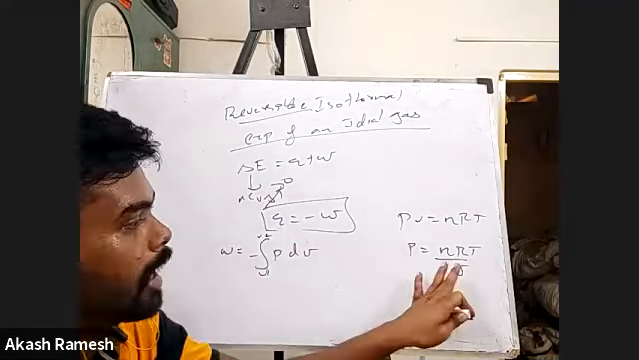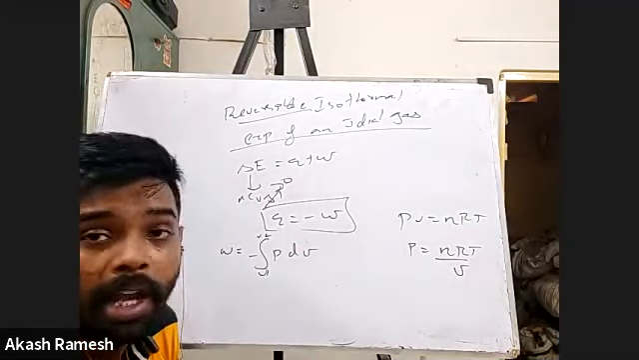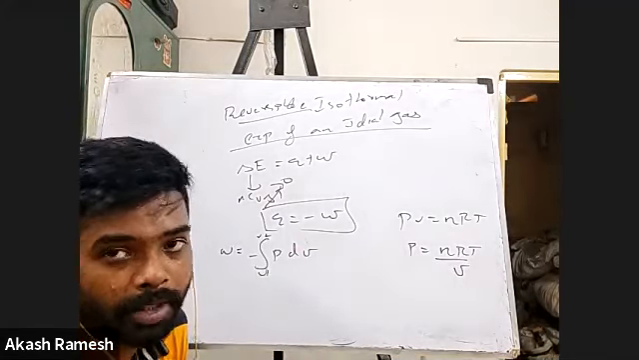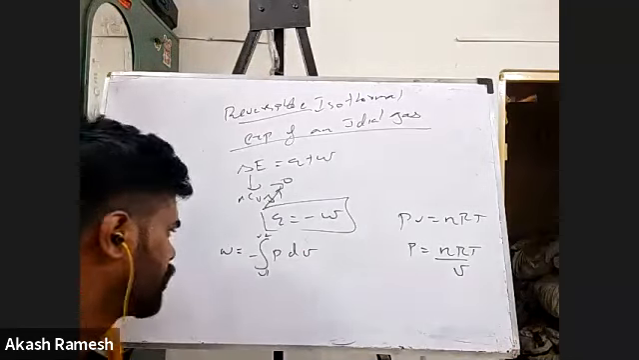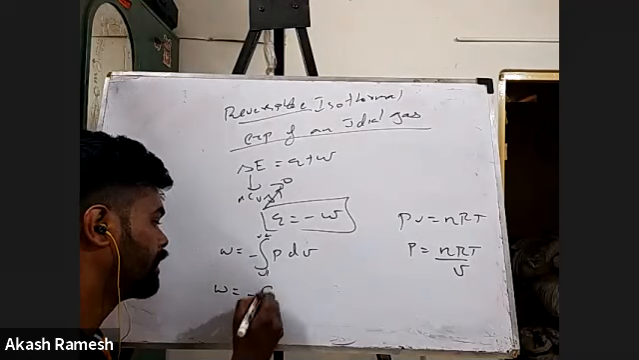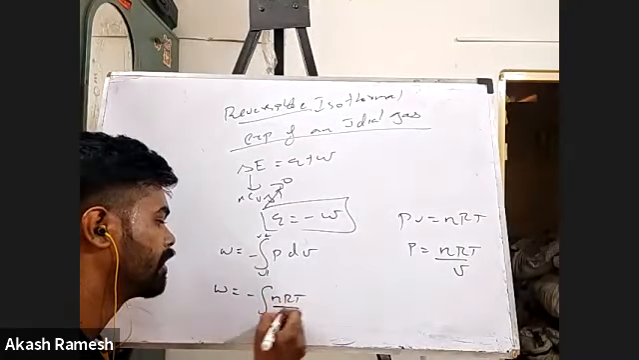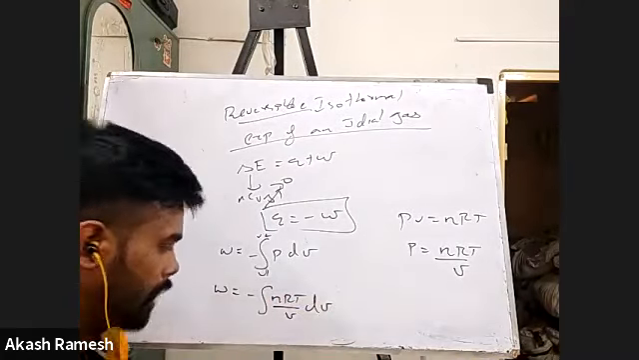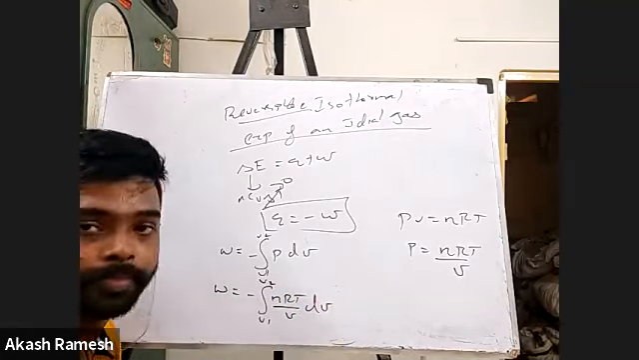Okay. So now again I'm going to use this equation: P is equal to nRT divided by V, using the ideal gas equation. No problem. So now what will happen? W will become minus nRT by V dV, obviously from V1 to V2.